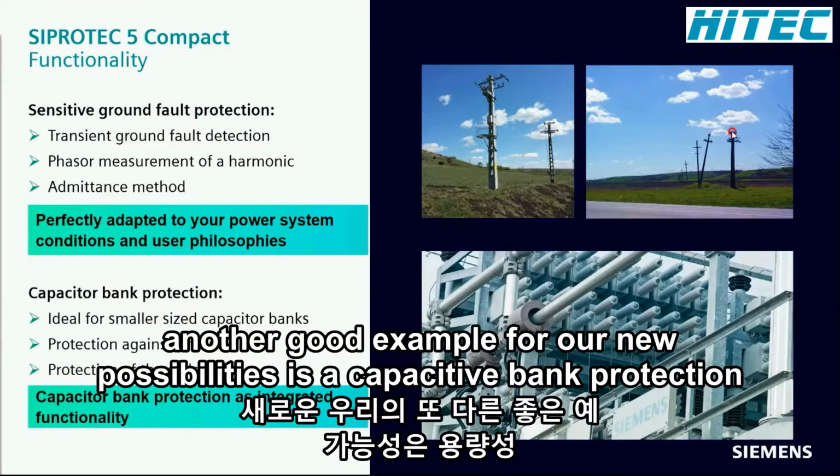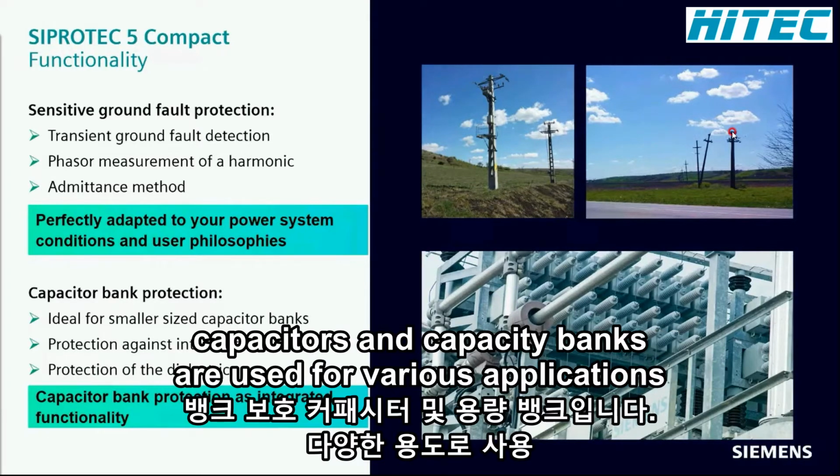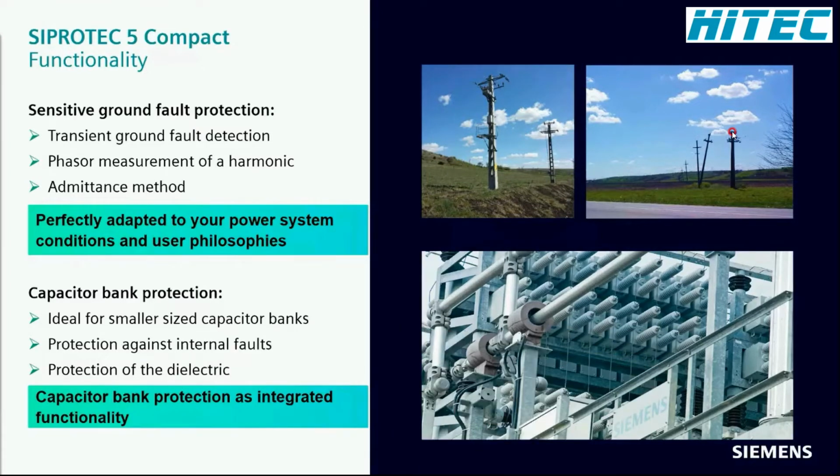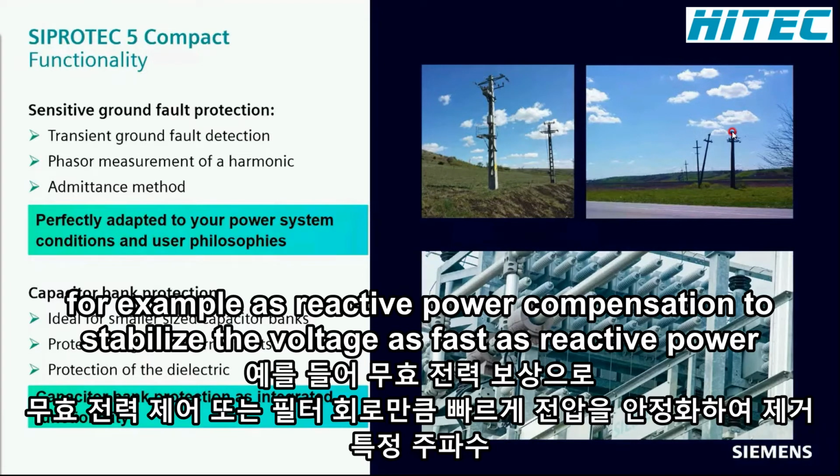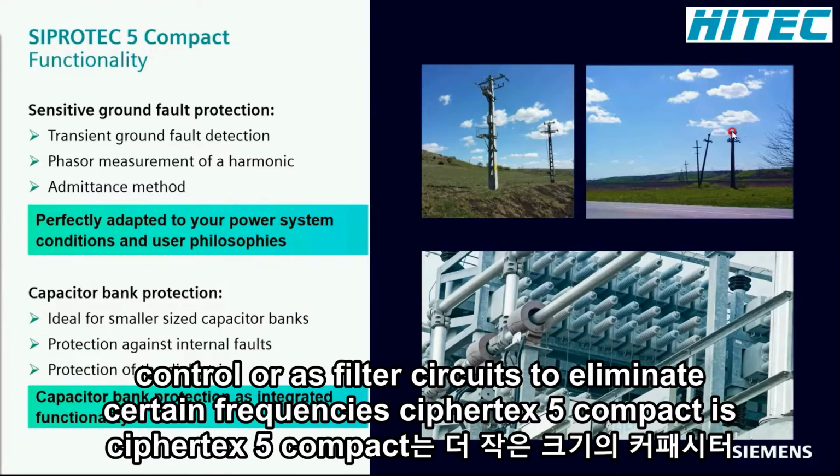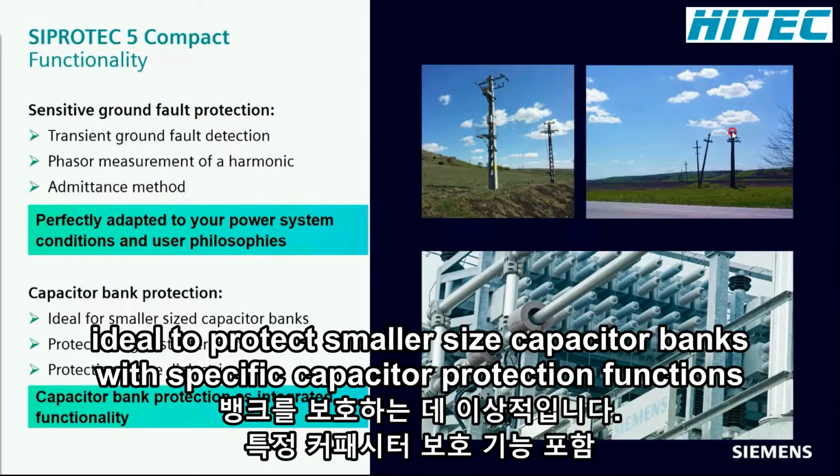Another good example for our new possibilities is capacitor bank protection. Capacitors and capacitor banks are used for various applications. For example, as reactive power compensation to stabilize the voltage, as fast reactive power control, or as filter circuits to eliminate certain frequencies. SIPROTEC 5 Compact is ideal to protect smaller sized capacitor banks with its specific capacitor protection functions.